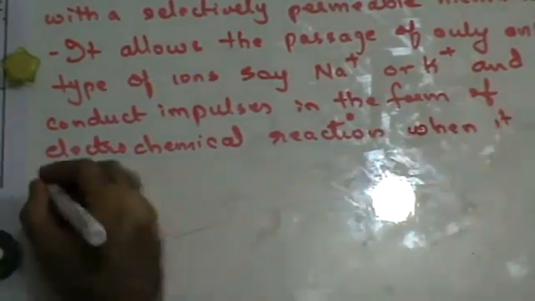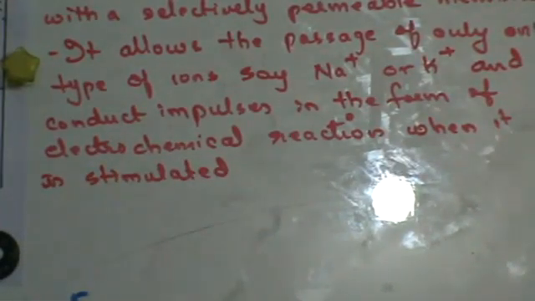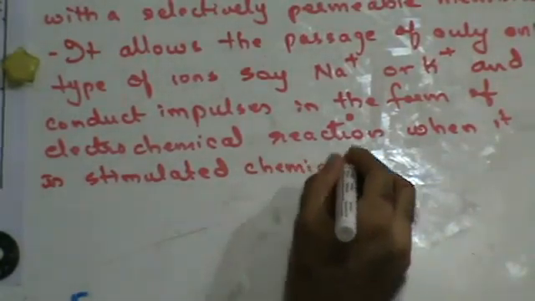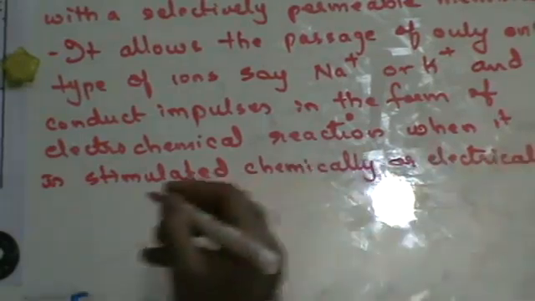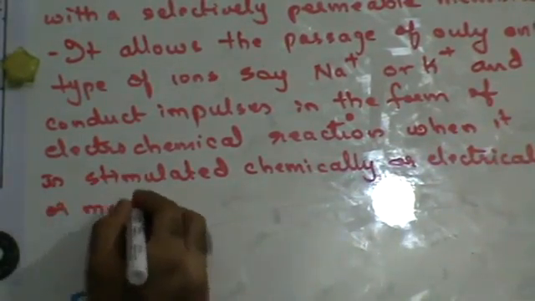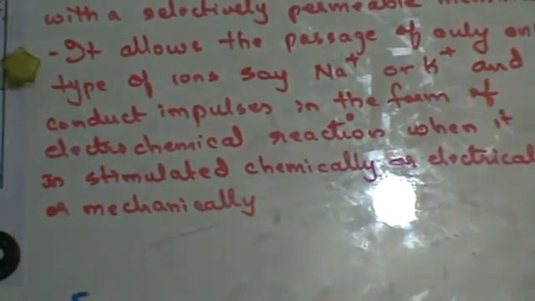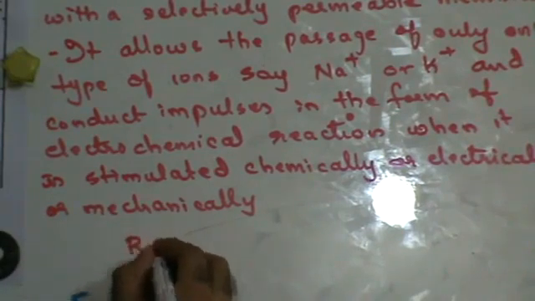When it is stimulated chemically or electrically or mechanically, right? So that's how the impulse is going to be generated. Now let's see in detail how this passage of sodium and potassium ions helps in generating an impulse. First, let's see the resting phase.